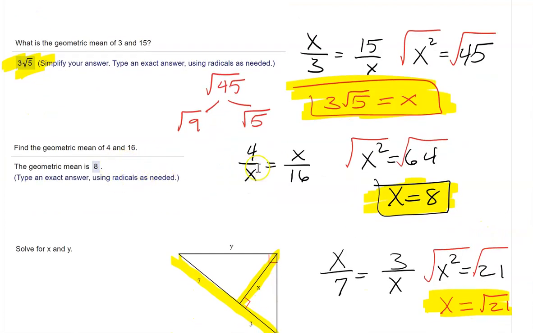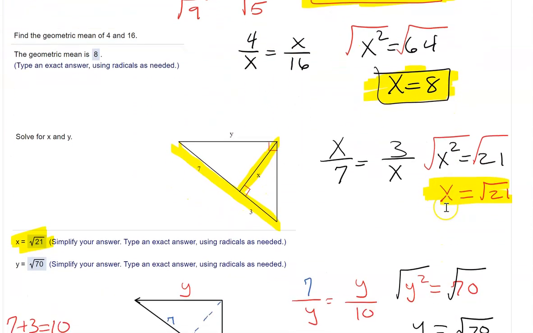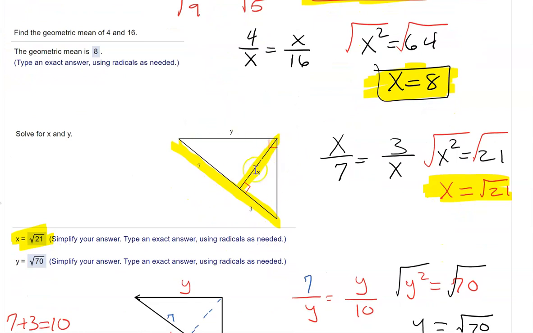And then we're back to it again. 4 over x is equal to x over 16. Cross multiply and solve. All right, we're finding the geometric mean between 3 and 7. But a visual representation of this: x represents a side that is in both of these triangles, the smaller triangle here on the right-hand side and the second largest triangle on the left-hand side. So x is to 7 as 3 is to x. Cross multiply, we can't reduce it, so there we go.